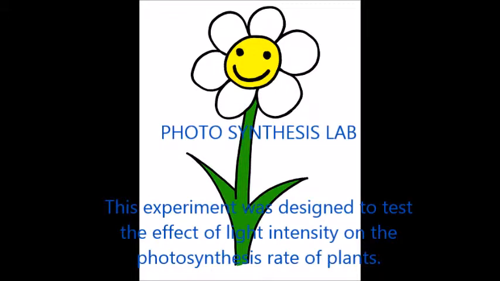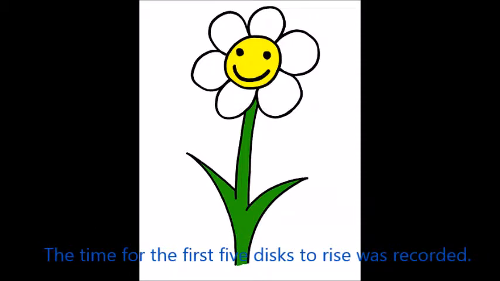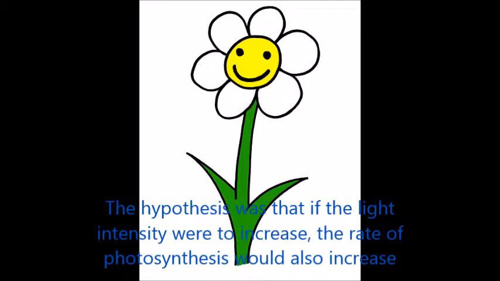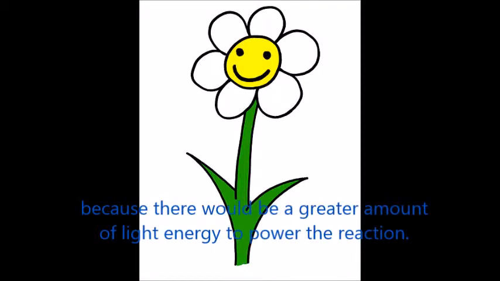This experiment was designed to test the effect of light intensity on the photosynthesis rate of plants. Discs of deoxygenated leaves were filled with a bicarbonate solution and then placed in water. The time for the first 5 discs to rise was recorded. The hypothesis was that if the light intensity were to increase, the rate of photosynthesis would also increase because there would be a greater amount of light energy to power the reaction.